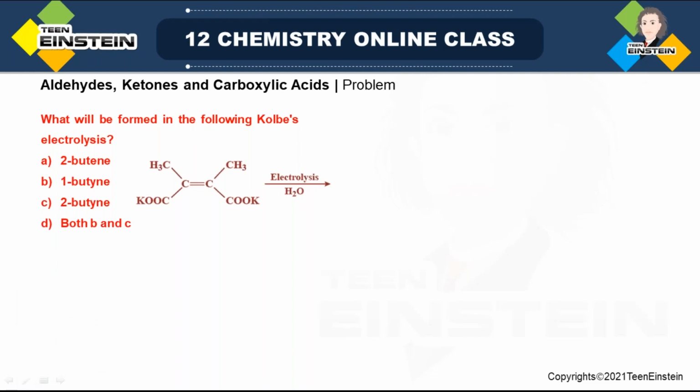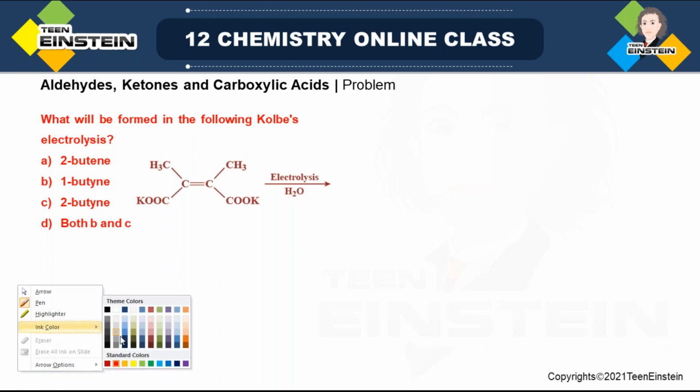Hello everyone. This problem is related to chemical properties of carboxylic acid. Some methods we have already seen and some methods we will also discuss in today's class, and after that there will be some problems. This problem is related to Kolbe electrolysis. What is Kolbe electrolysis? That is the last reaction we discussed in the last class.